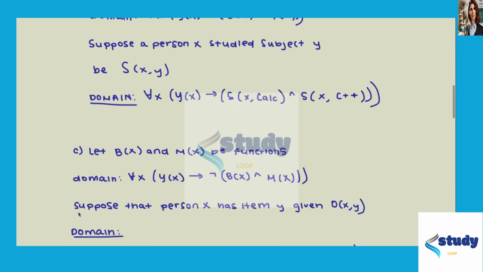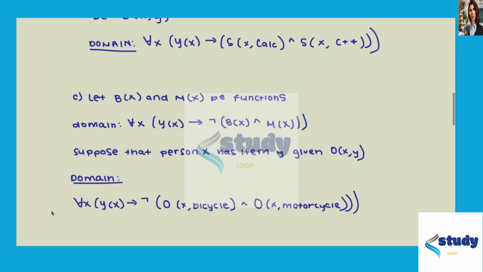Now on to part C. We're going to follow the same procedure. We're going to let b of x and m of x be functions. B denotes bicycle, m denotes motorcycle. So for all x, we have y of x maps to the negation of b of x and m of x. Now remember, negation means it's essentially not. So this is not b of x and m of x.